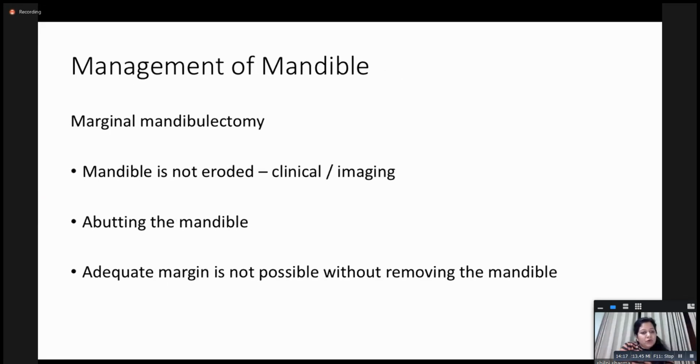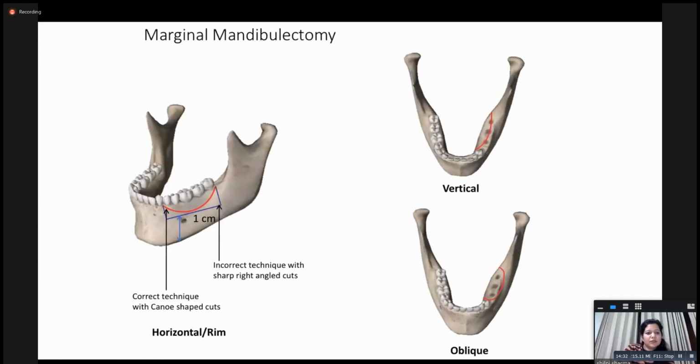So, marginal mandibulectomy can be planned only when you are 100% sure that the mandible is not eroded on imaging, and when your tumor is just abutting but not invading it, and you are just removing the mandible for margin. Marginal mandibulectomy again is of 3 types. One is a horizontal type, in which we remove a rim of the mandible along with the teeth, keeping 1 centimeter height of the inferior border.